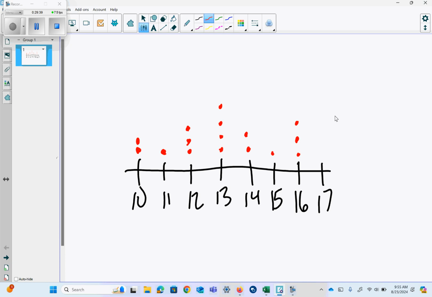Yeah. I'm confused on stem plots. You what? I'm confused on stem plots. Okay.